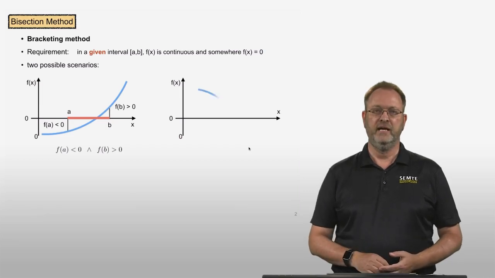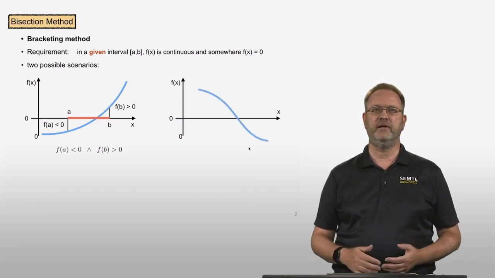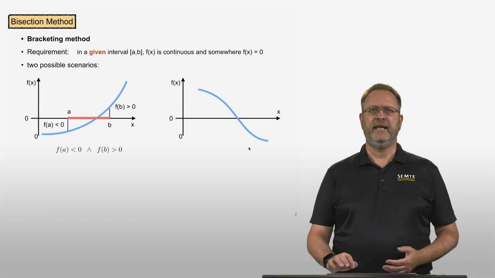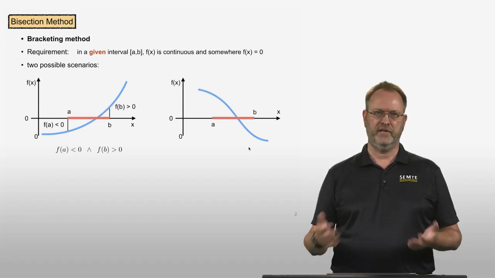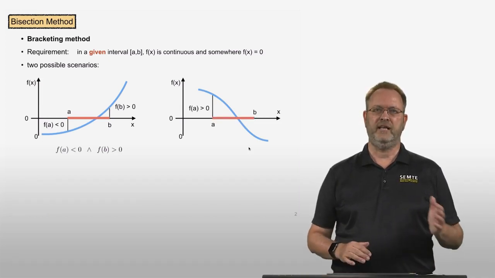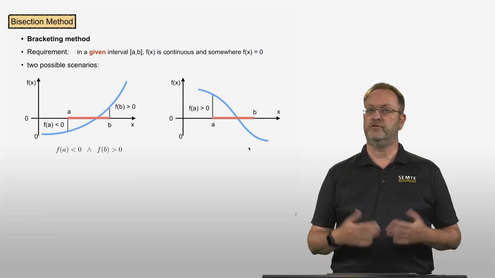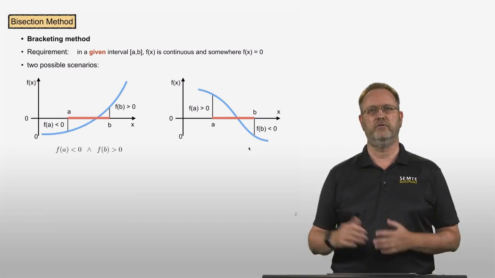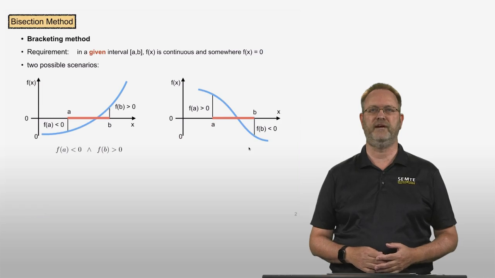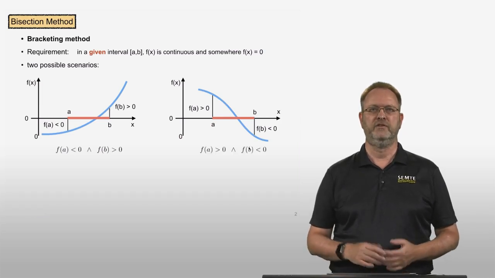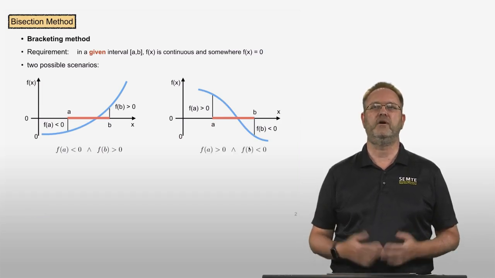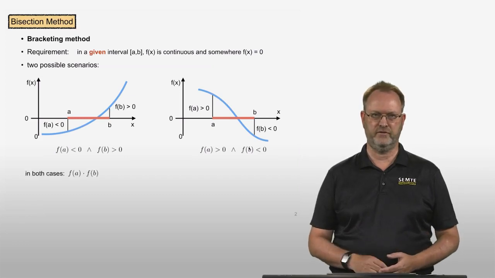And the second possible scenario is the exact opposite, namely that on the interval from a to b, at the left bound of the interval, the function is greater than 0, and on the right side of the interval, f of b, the function is negative. So in this case, f of a is greater than 0 and f of b is smaller than 0.